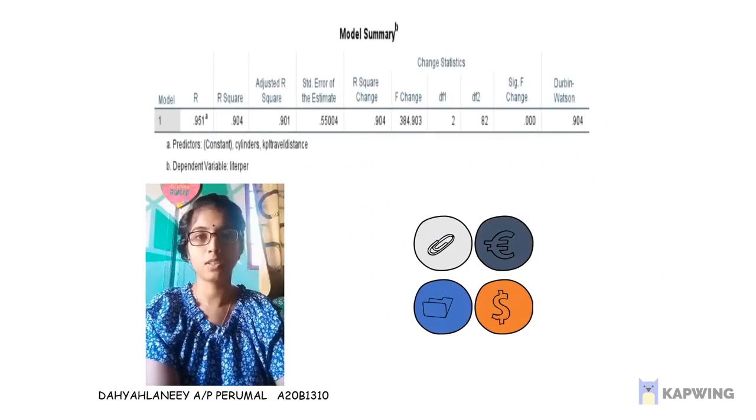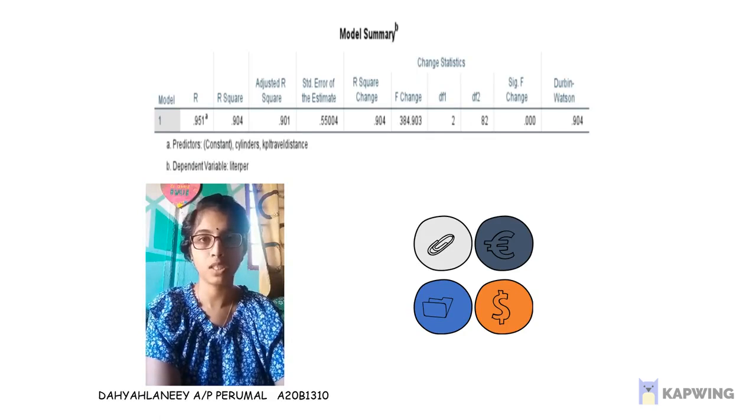Lastly, the model summary table. The R value is 0.904, which means 90.4% of the variation in liter per 100 km can be explained by KPL travel distance and cylinders. The adjusted R square is 90.1%. The Durbin-Watson statistic of 0.904 is below 2, which indicates a positive correlation.